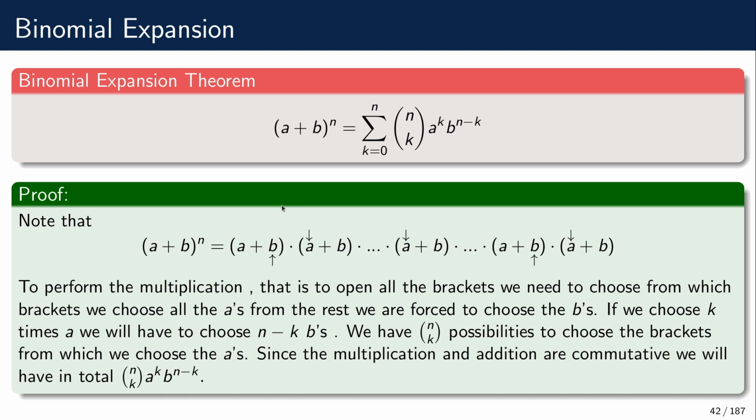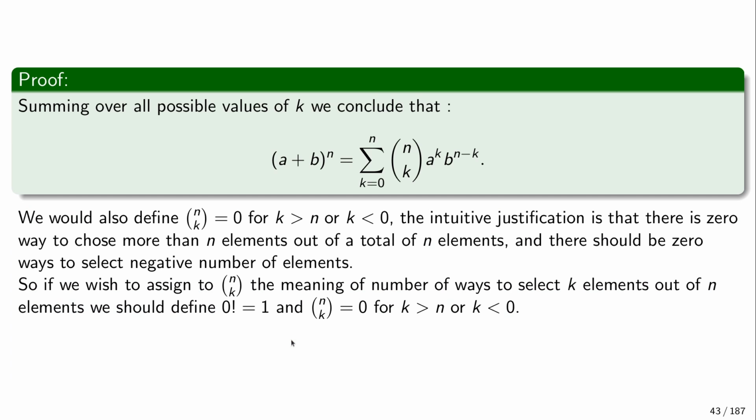But since we have in total n brackets, if in k of them we choose a, then in the rest we have to choose b, and then we have n choose k such choices. But if you're not satisfied with this kind of proof, let us prove this by induction, right? And so let us prove this by induction, but another remark that I want to say about the coefficient.